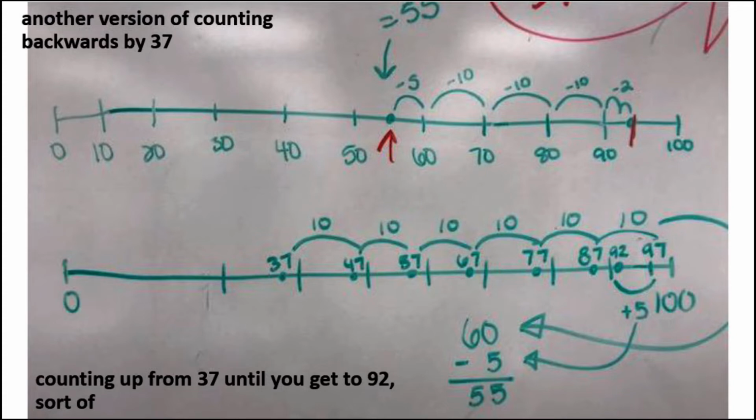This is kind of a missing addend way of thinking about the problem. So 37, I'm going to count up by 10, so 47, 57, 67, 77, 87, and then in this case, it was easier for the student to go up by another 10 and then back down to 92.